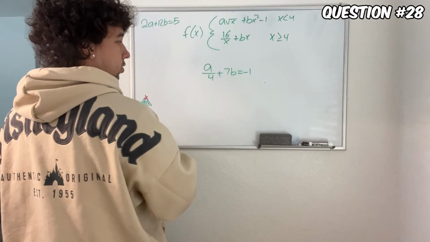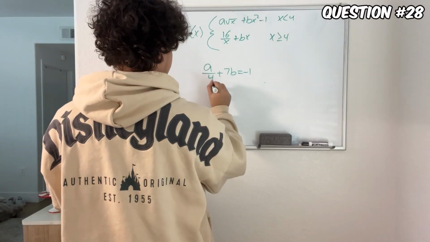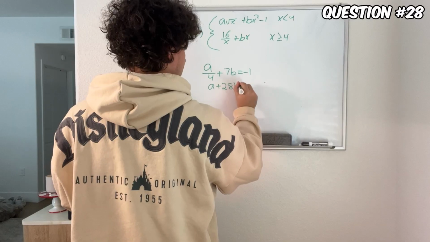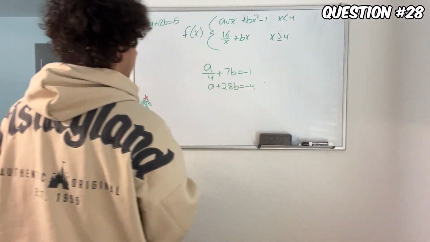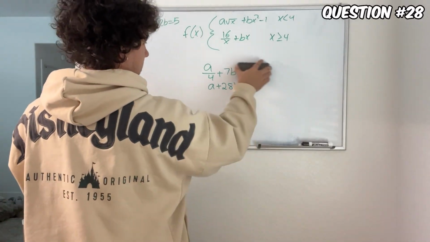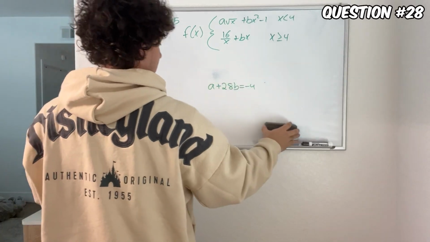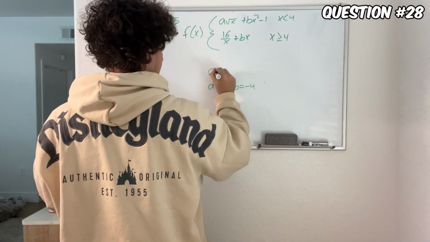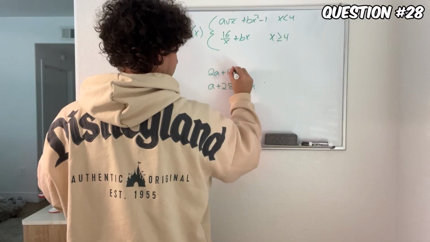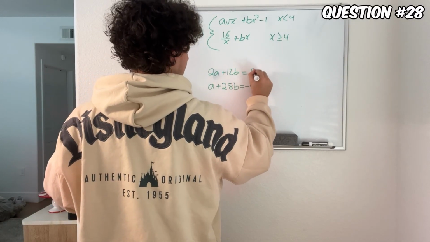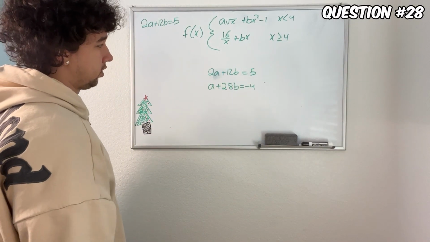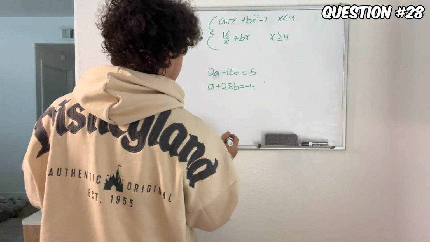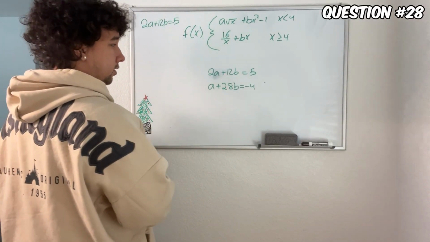And then I'm going to multiply this whole thing by 4 to get rid of the fraction. So I'm going to have a plus 28b equals negative 4. Now from here, I'm going to bring down my other equation. So 2a plus 12b equals 5. And now I'm going to solve. So how am I going to solve this? Well, I'm looking at possibly using elimination. That's what I'm going to do.